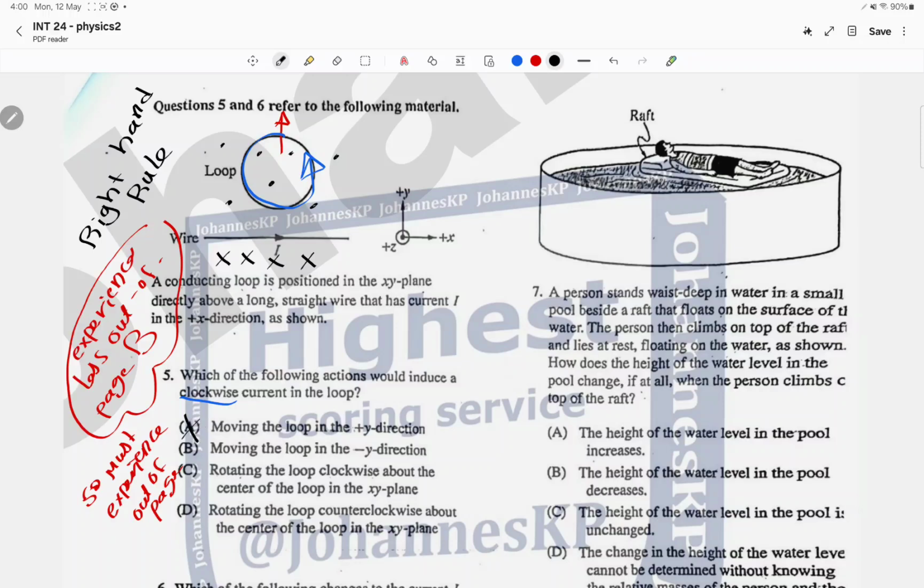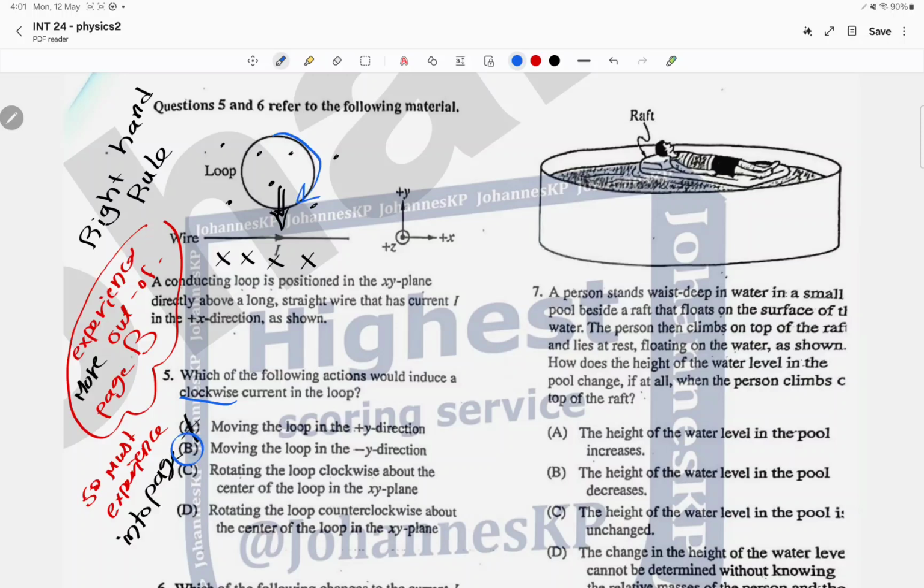Let's look at B. Moving the loop in the negative Y direction. If you were to do that, you would then bring it closer to the field that's out of the page, which means experience more out of the page, but our friend Lenz says, nope, it's not allowed. You must now experience less out of the page. That means to experience less out of the page, you must experience into the page. That means now you should put the thumb of your right hand and curl, which will give you now a clockwise current, which is choice B.